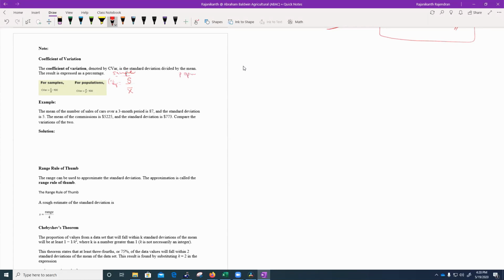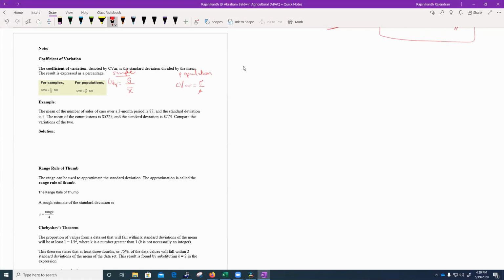Similarly, for the population, the coefficient of variation is given by the population standard deviation, little sigma, over the population mean, mu. So if you are asked to find the coefficient of variation of the given data set, simply find the standard deviation and mean, then divide them. Okay, look at this example.